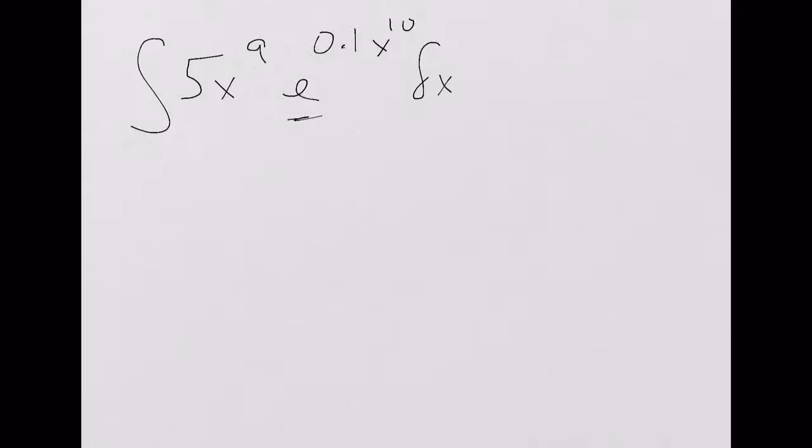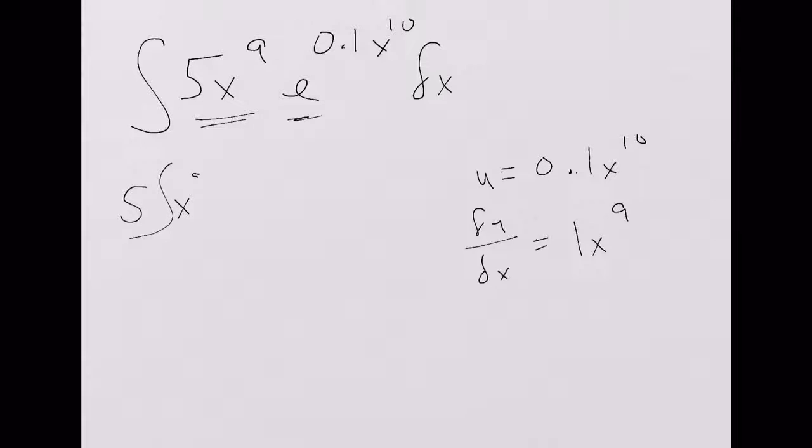So I'm going to let u be this 0.1 x to the 10th. Because if I take the derivative of that with respect to x, I would get 1 x to the 9th. Right? So 10 times 0.1 is 1. Subtract 1 from the exponent when I take the derivative. Well, that's kind of what I have here, 1x to the 9th. If I pull out my 5, I see I have an x to the 9th.